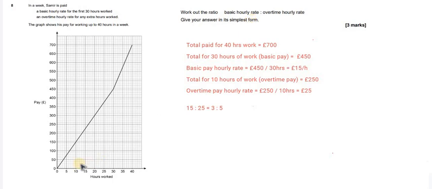From the graph, Samir is paid £700 for his 40 hours a week of work. 30 of those hours is basic pay, and after working 30 hours, he got paid £450. So his basic pay hourly rate is £450 divided by 30 hours of work, which is £15.